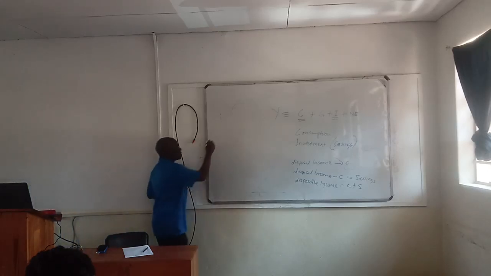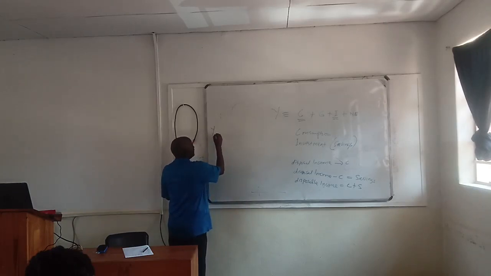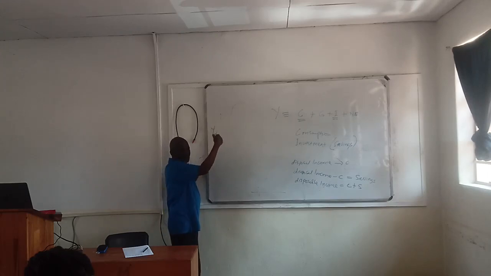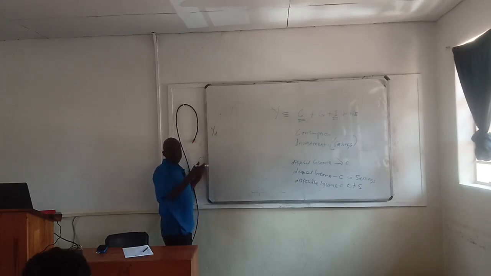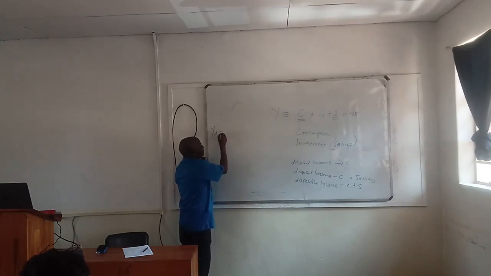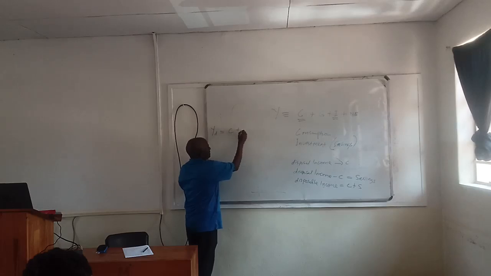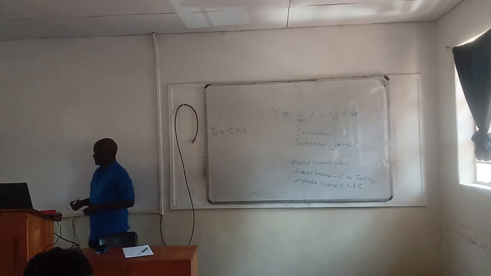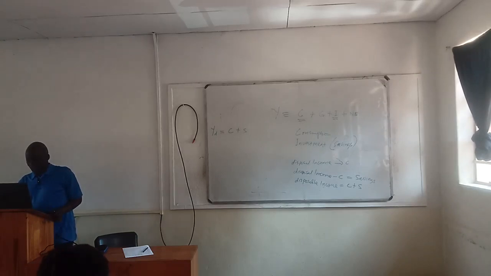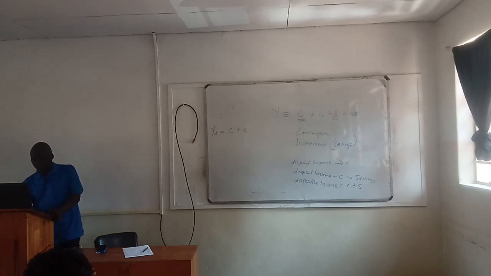So that's the disposable income. So if you put in a formula, you can say income. Usually when we say Y, we mean income. Income is represented by Y. Okay, so disposable income will therefore be equal to C plus S.